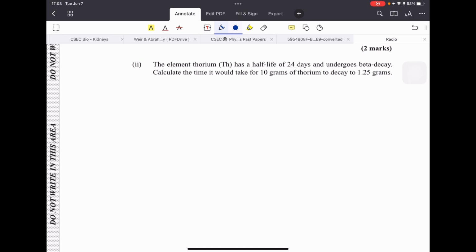No problem. So half-life, right? So we are going from 10 to 1.25. So how many times do we have to halve 10 to get to 1.25? Let's see. So 10 would go to 5. 5 would go to 2.5. And finally, 2.5 would go to 1.25. So how many times did we halve the 10? 1, 2, 3 times to get to 1.25.